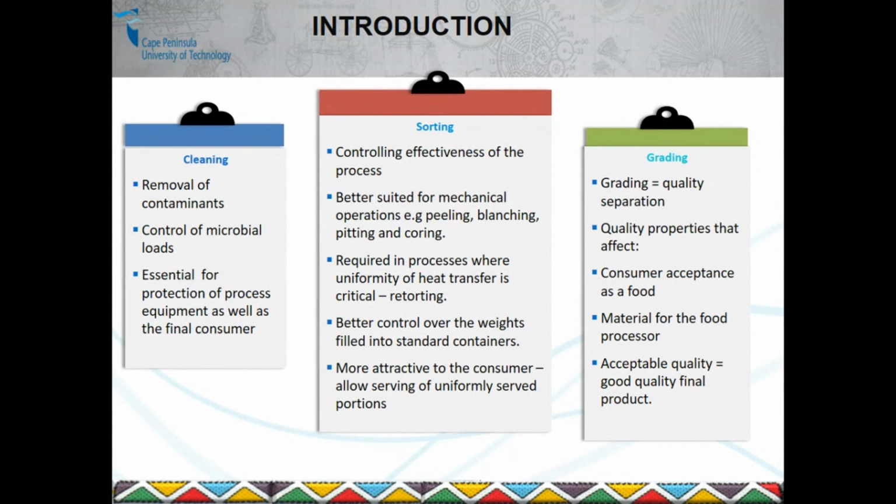So acceptable quality is normally regarded as good quality for the final product, right? Because remember, when we spoke about the raw material in the process, we said the nature of the raw material will determine the final product quality. If you've got poor raw material coming in, I really doubt that your final product is going to be of a high quality, right? So good raw material, good final product.